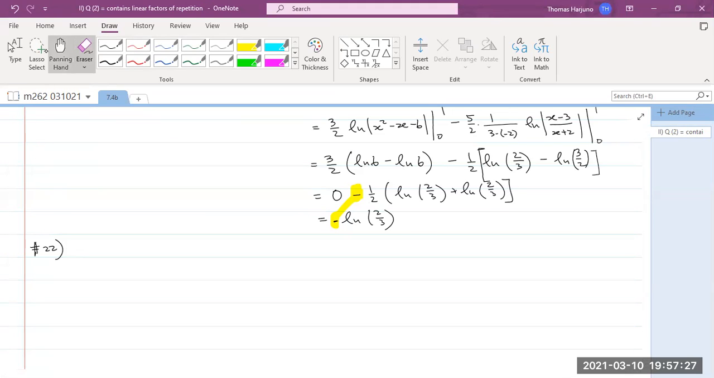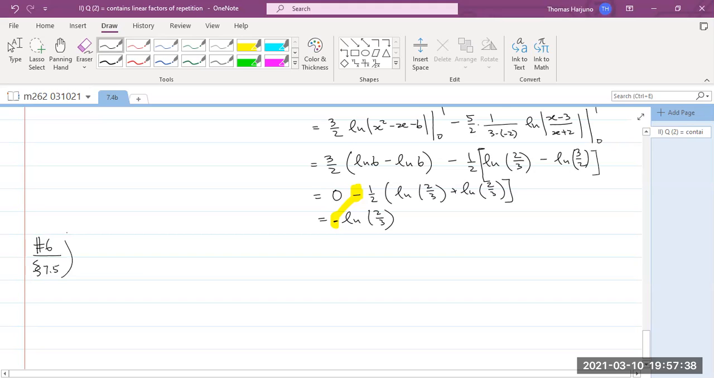Okay, let me try number 6 from 7.5. Number 6 for 7.5 is integral from 0 to 1 of x over (2x plus 1) cubed dx.